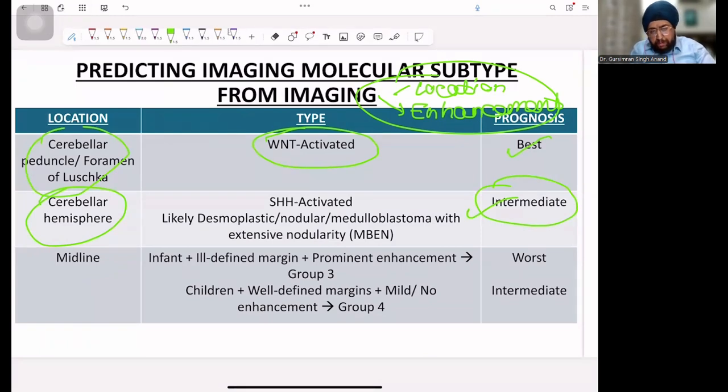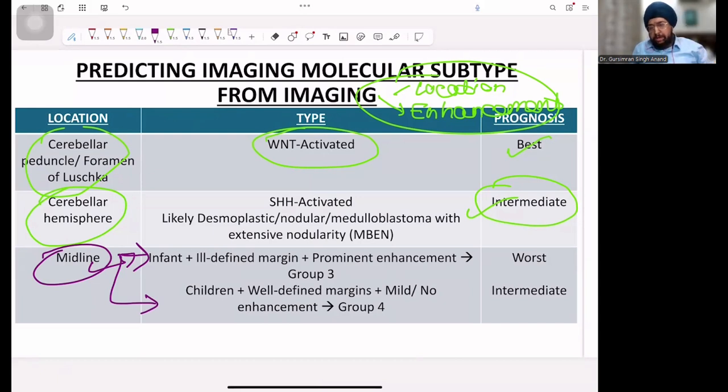Now, moving on to the most common location, which is your midline. Now there can be two types. Midline, I told you, is either group 3 or group 4. So on the most common basis, the type of medulloblastoma which you will be getting in the pediatric age group will be either your group 3 or group 4 molecular subtype.